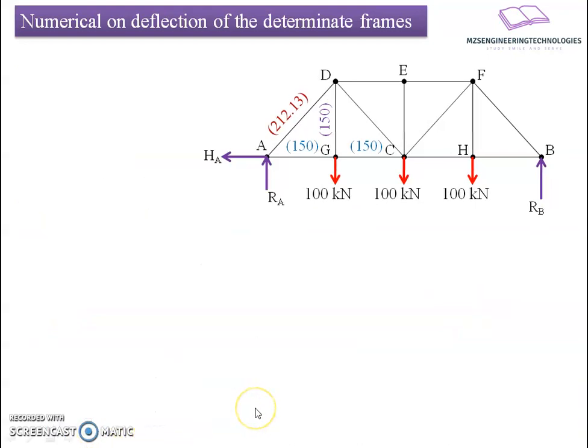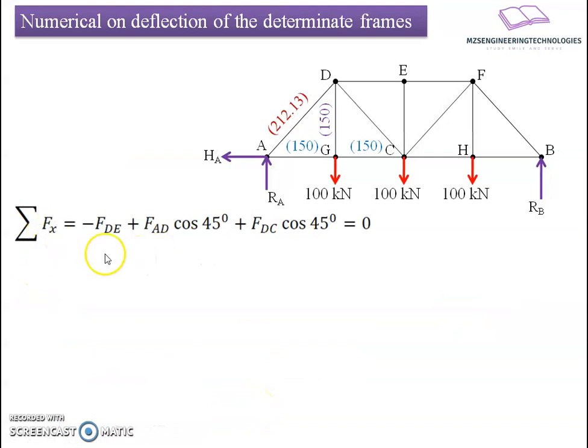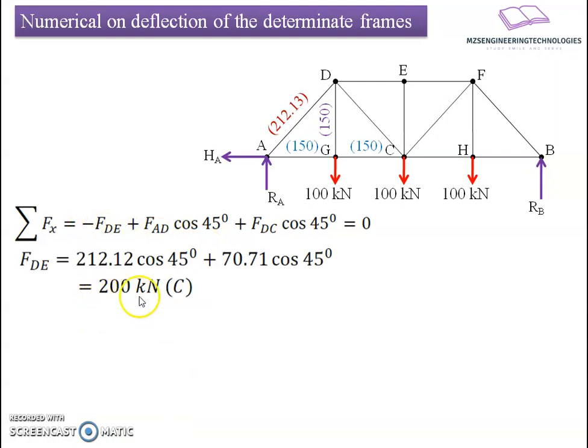If I move to summation of forces in horizontal direction, I will get the relation minus FDE plus FAD cos 45 degrees plus FDC cos 45 degrees. Both are moving towards the right hand side, and FDE is moving towards the left hand side. That's why FDE results to be 200 kilonewton if I substitute the values of FAD and FDC in the equation. I will put these values on the figure for ready reference and move to the next joint, joint E.